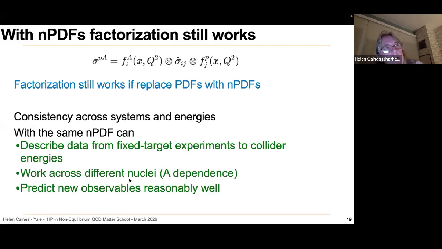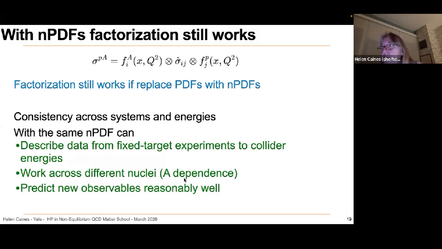So it doesn't matter what nucleus you collide, and it doesn't matter what square root s you collide. As long as you can tease out what Q squared and x you're at, the nuclear PDFs are the same across it. They describe data from fixed target experiments at low square root s up to the collider energies at the LHC, as I was showing you. We've teased out the A dependence of it. We know what those look like. And we can predict new observables.